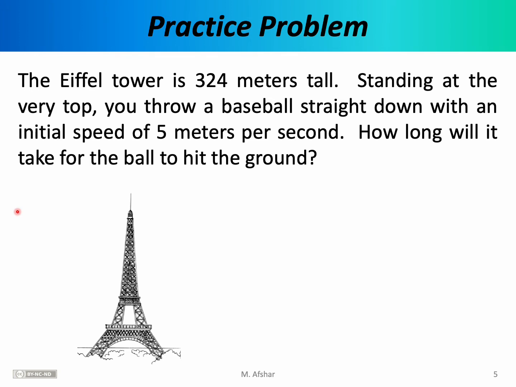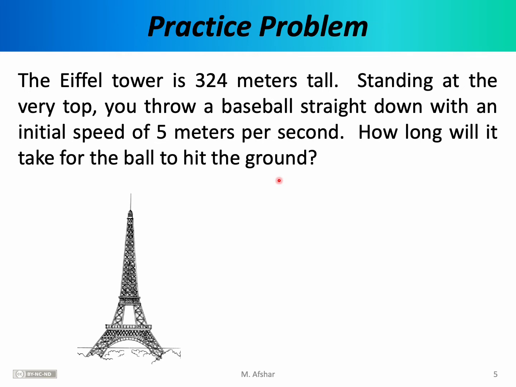So obviously this is not something you want to do in real life. Throwing anything down from the top of the Eiffel Tower is a bad idea, but for the sake of physics, let's pretend that this is exactly what you did. So you're 324 meters off the ground, you're looking down and you throw, you don't just drop, but throw a baseball straight down with an initial speed of 5 meters per second. We want to know how long it will take for the ball to hit the ground. In other words, we want to use one of the kinematic equations to solve for t.